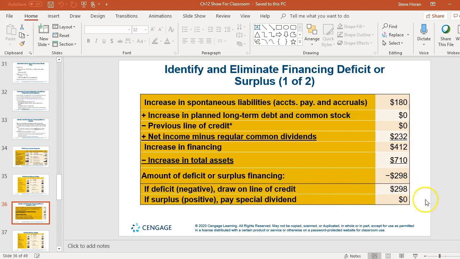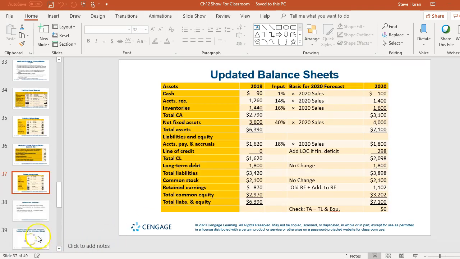And so I have to decide then, if that's a negative, I draw on a line of credit. So current debt is what I would use. If it's positive, I could pay a special dividend to make that go to zero. So the key is I have to force that to go to zero just based on the rules of logic that I want to apply. So we go ahead and we do that.